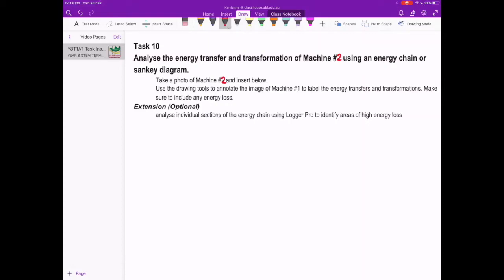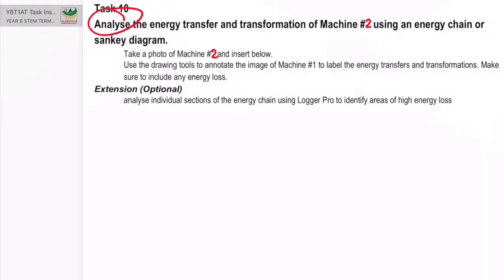Okay, task 10 is again analysing the energy transfer, just the same as you did in task 5, I think it was, using energy chains or Sankey diagrams. Now I did notice there was a bit of a mistake. It was saying machine 1, but it should be machine 2, because you're needing to compare the energy transfer and transformation on machine 1 with the energy transfer and transformation of machine 2 in order to justify why you think your changes improved it or not.